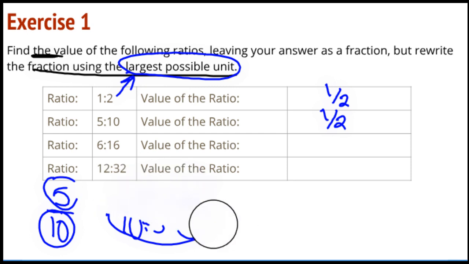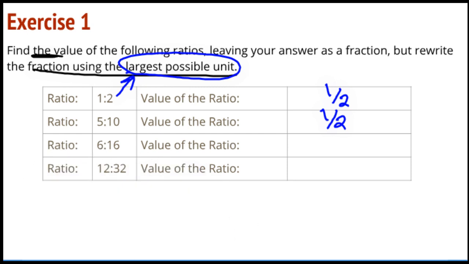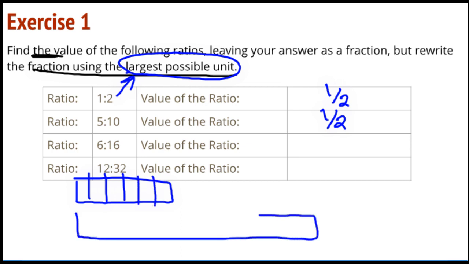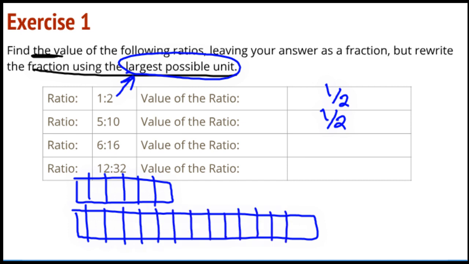However, I really want us looking at the tape diagrams together. All right, so we have a ratio of 6 and 16. 1, 2, 3, 4, 5, 6, 7, 8, 9, 10, 11, 12, 13, 14. That should be 16 there. And I want to make some groups.